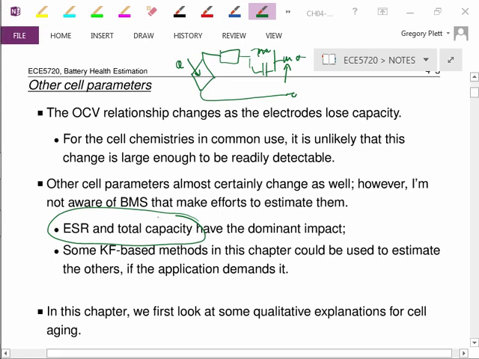We're going to look at different ways of estimating resistance and capacity in this chapter. Some of the ways are based on Kalman filters, like we looked at last chapter for SOC estimation, and we could use these Kalman filter-based methods to estimate the other cell parameters if the application demands it. We'll see that that's possible, although that is not our objective in this chapter, really, to look at that.